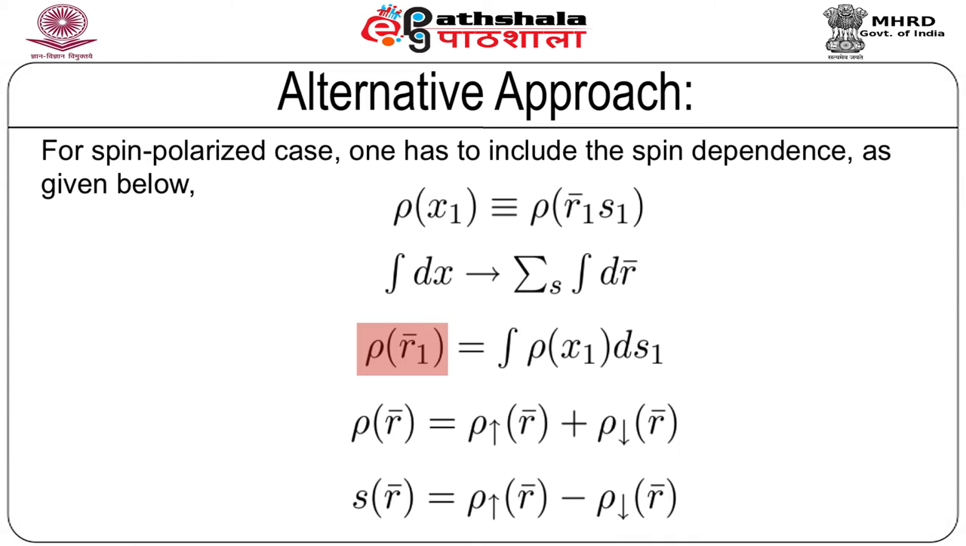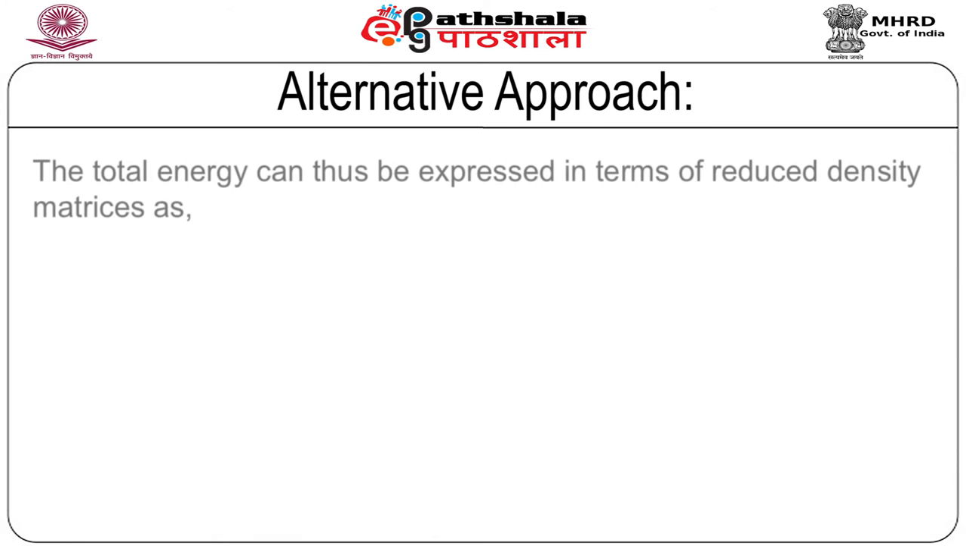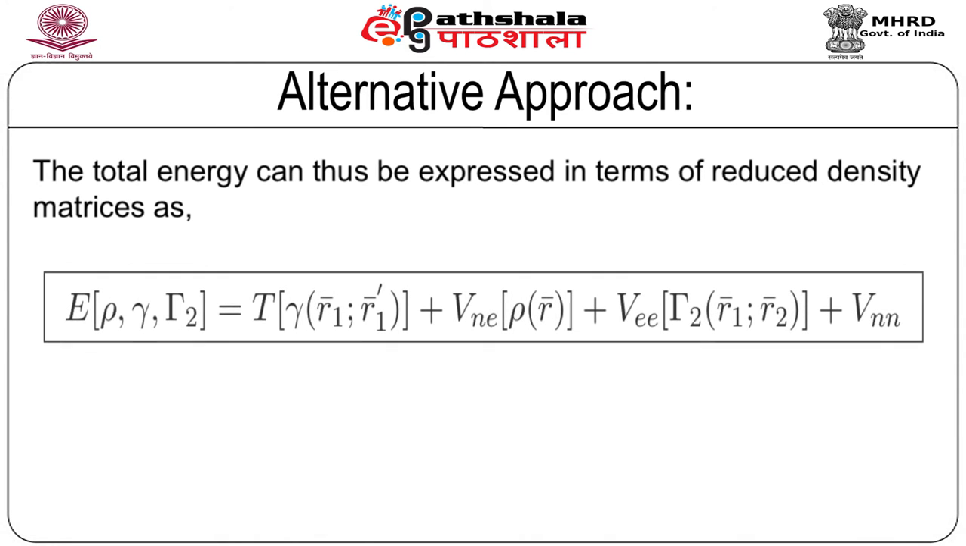So one can derive this rho of r1 by integrating or summing rho of x1 over the spin part. So the total charge density rho of r is the summation or the addition of this rho in the spin up channel and rho in the spin down channel. One can also define the magnetization density, which is given here by this index s that depends on the coordinate r, which can be obtained by taking the difference of the charge density in the spin up channel and in the spin down channel.